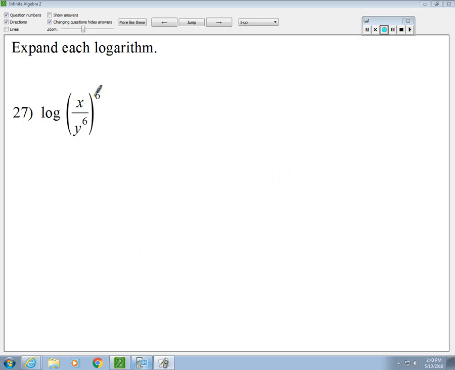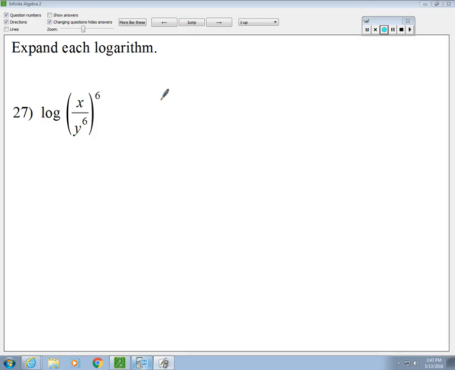Okay, now, does the parentheses around all of it mean that all of it is being raised to the 6th power? So technically, isn't it like we have x to the 6th power over y to the 6th power raised to another 6th power? Does everybody see where I'm going with that? So y is really raised to the 36. When you have an exponent raised to another exponent, you multiply.